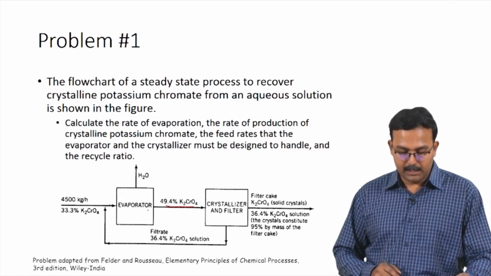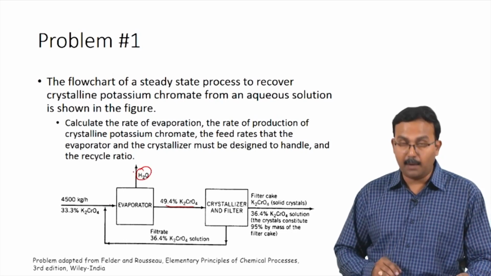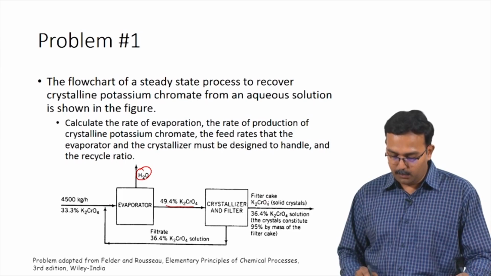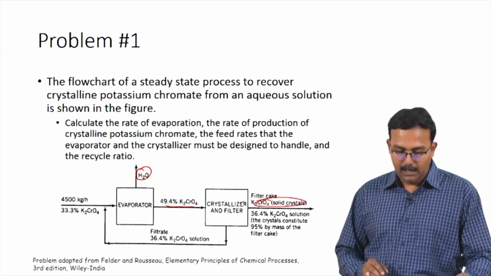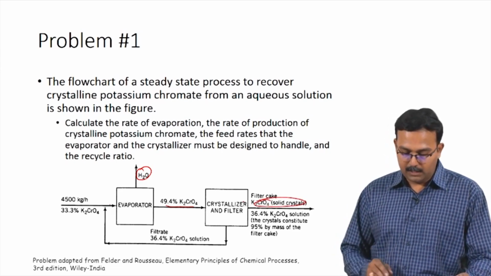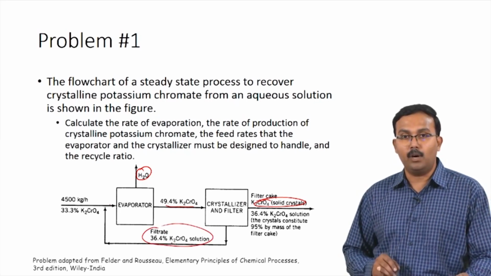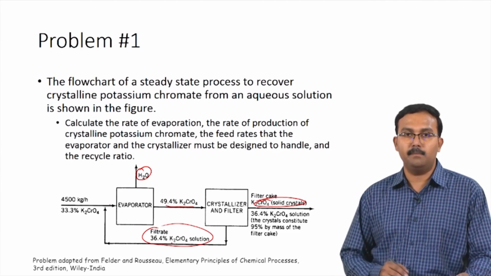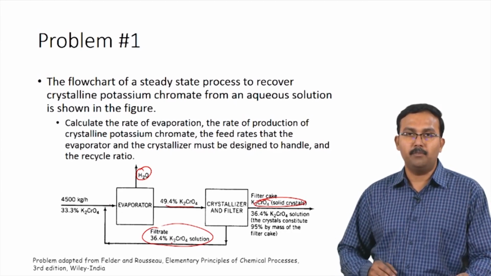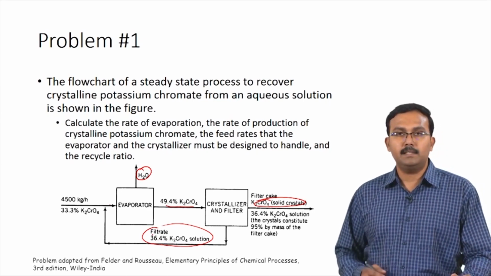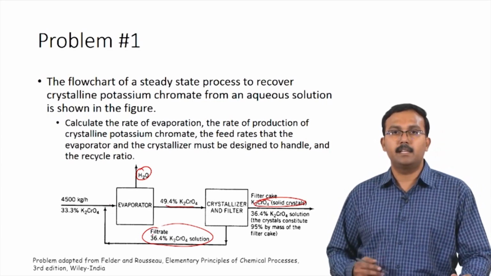In addition to these things we also need to calculate the rate of evaporation and the rate of production of crystalline potassium chromate, which would be this, and with all this we also need to calculate the recycle ratio, which means we need to know how much of the filtrate is actually coming back to the recycle, and we will have to calculate the recycle ratio as recycle divided by fresh feed. So, let us start performing the calculations required.